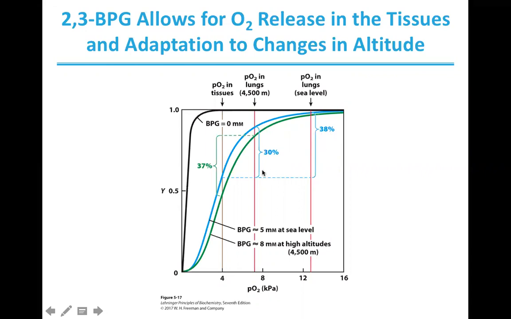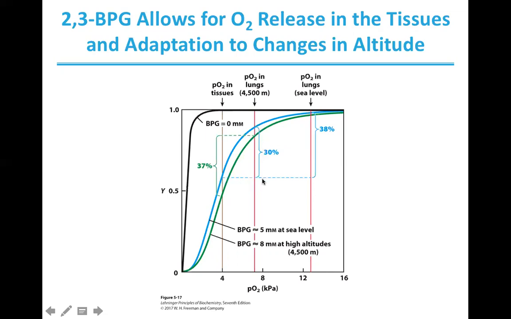So now, as you go up and start living at high altitudes, look what happens. Your oxygen pressure in the lungs at high altitudes will be around 7. In the tissue, it's a bit lower. It's 4, right? So the difference is 7 to 4. And the difference in oxygen occupancy of the receptor is about 30%. So if you climb up to base camp, then only 30% of your oxygen will be delivered from the lungs to the tissues.